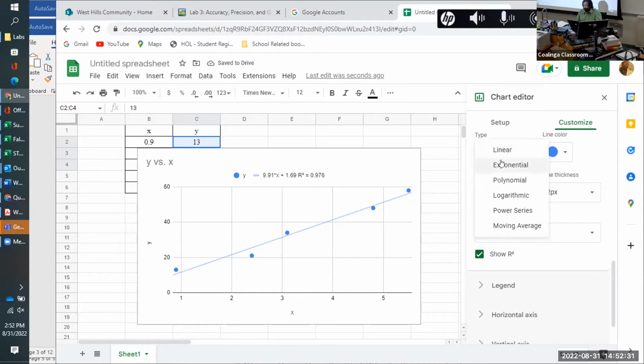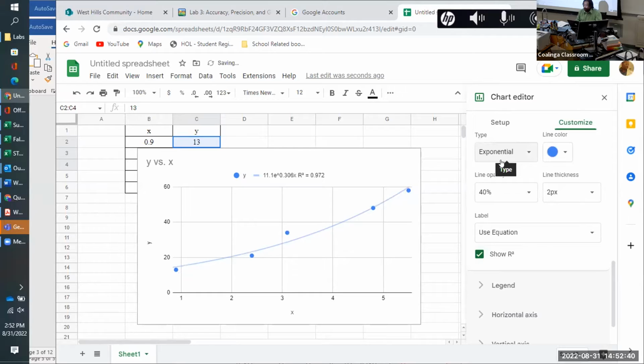But my linear has a larger R value, right? So my linear is 0.976, where my exponential is 0.972, right? So my linear fits better.